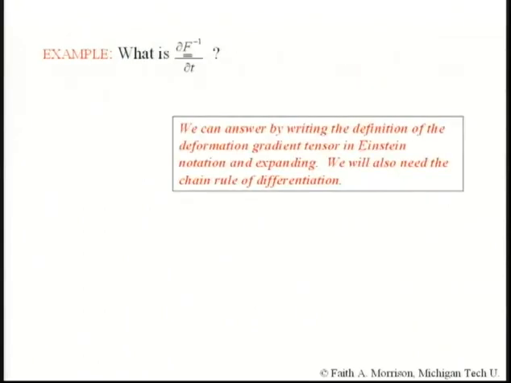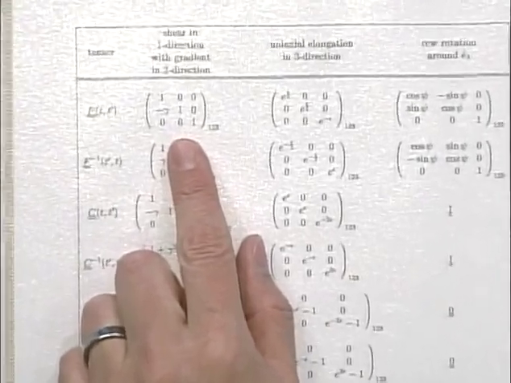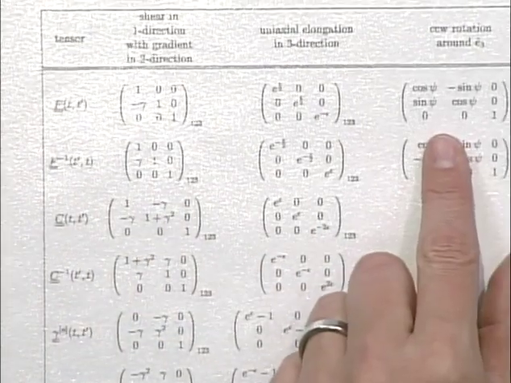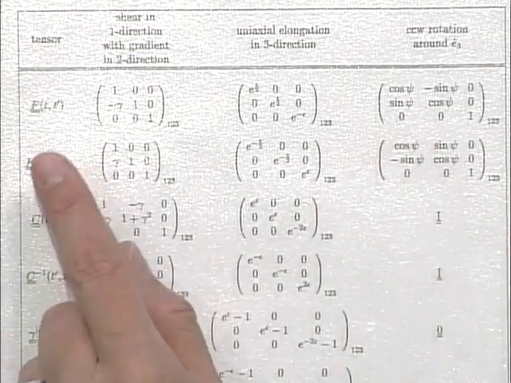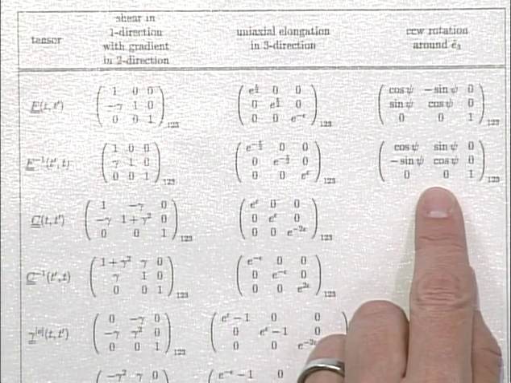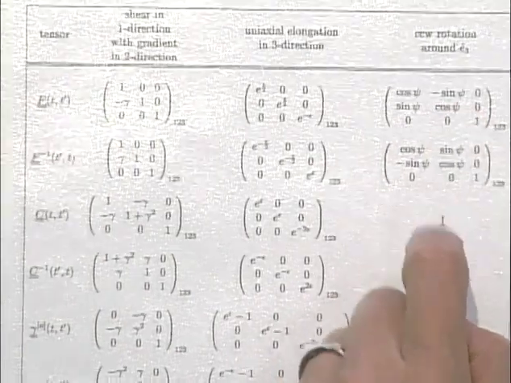And I also showed that we have a table for some common deformations in the textbook. And here was the result that we got for shear flow, and there's the result for F inverse for shear flow. And then going back to the rotation, there's the rotation tensor for this particular strain measure, and here's the inverse of the rotation, so rotation in the opposite direction, which you can get from this to this by just changing the sign of psi.